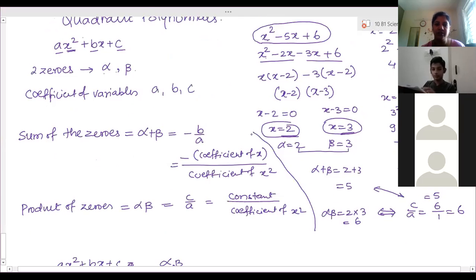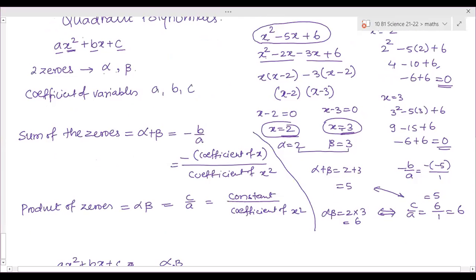Here you have an equation. x is equal to 2 and x is equal to 3. So these are the values. Now, if x is equal to 2 and x is equal to 3 are zeros of the polynomial, what are the factors then? Last year you have done this. x minus 2 and x minus 3 are the factors of the polynomial.